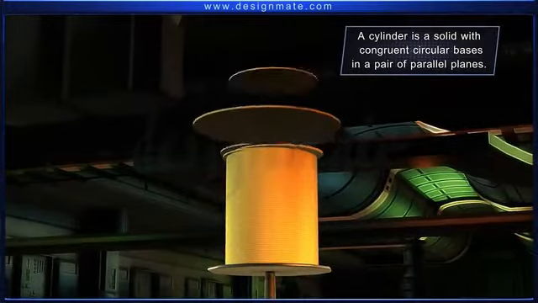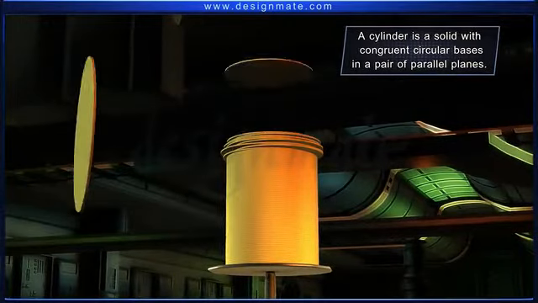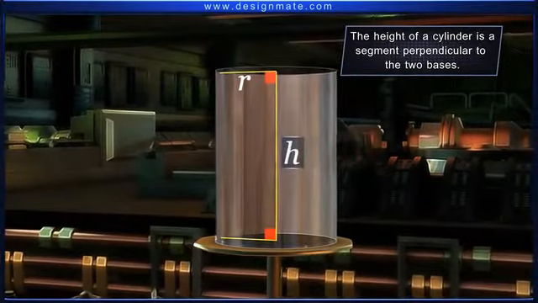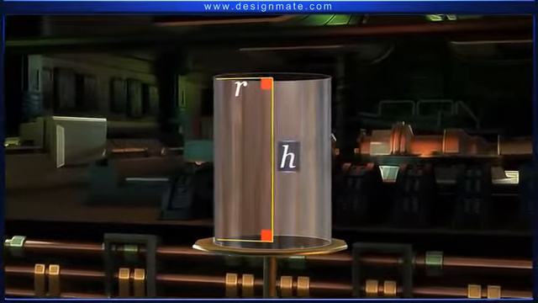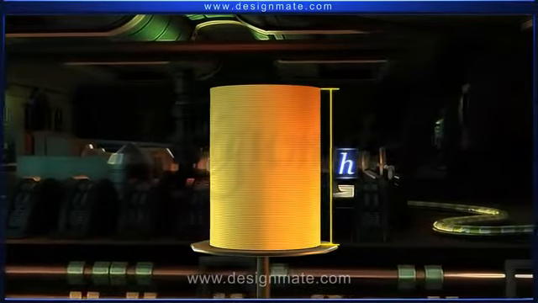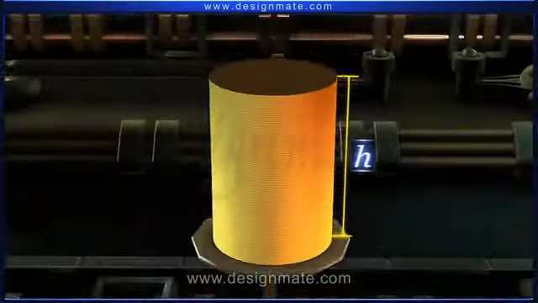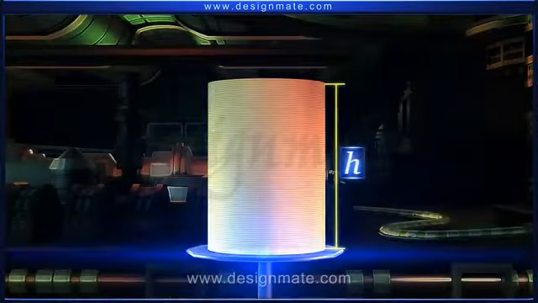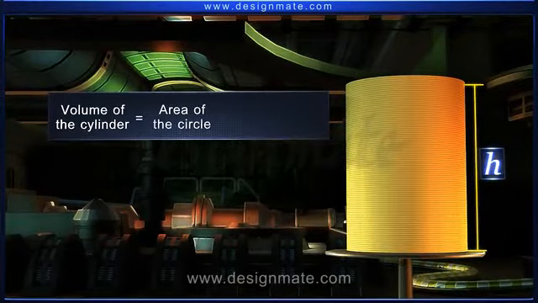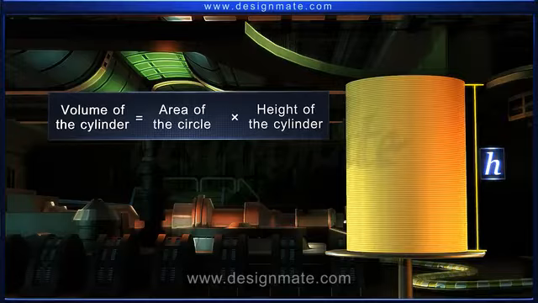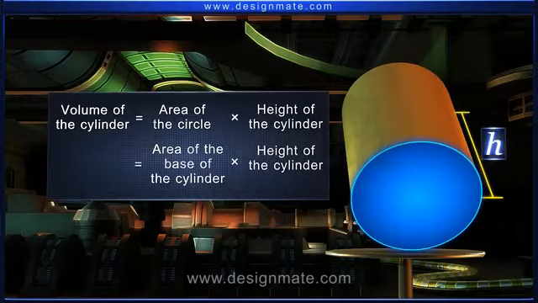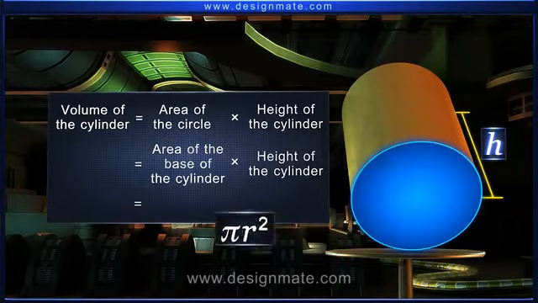As the thickness of the paper is negligible, we cannot say for sure as to how many circular sheets will fit into the height h of the cylinder. But we can be sure of one thing, that is, whatever be the number of circular sheets used to form the cylinder, we will always get the volume of the cylinder by multiplying the area covered by the circle by the height of the cylinder. Thus, the volume of the cylinder is equal to area of the circle times height of the cylinder, is equal to area of the base of the cylinder times height of the cylinder, is equal to pi r square h.